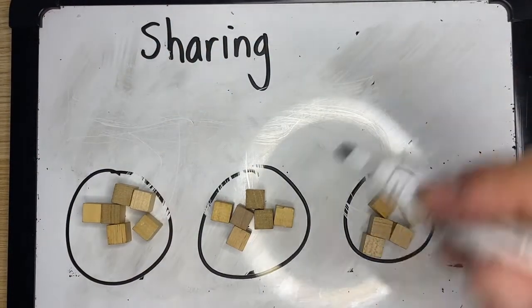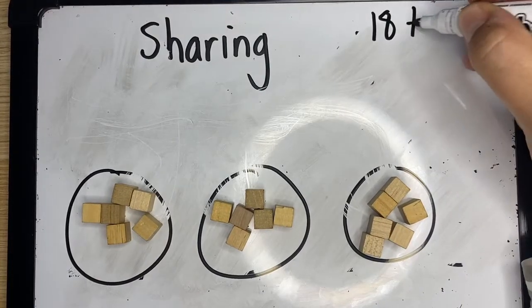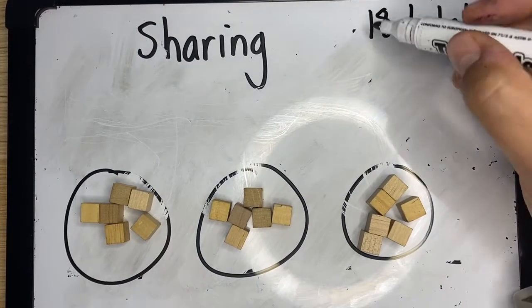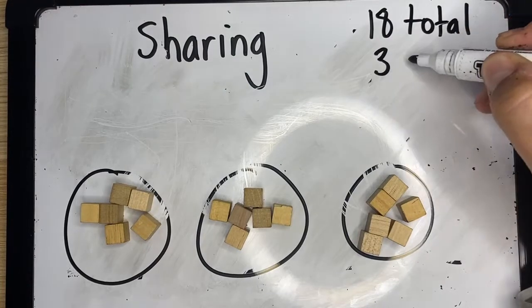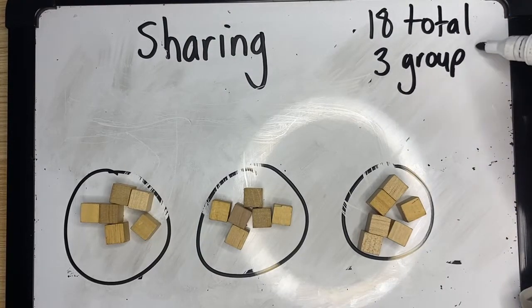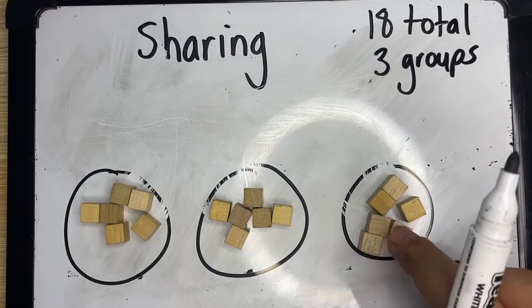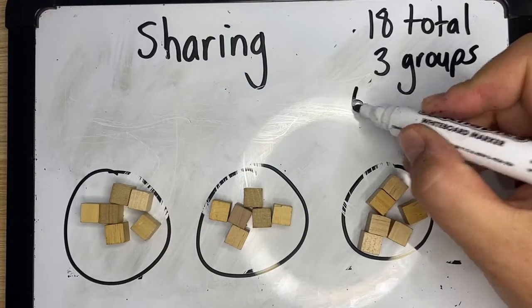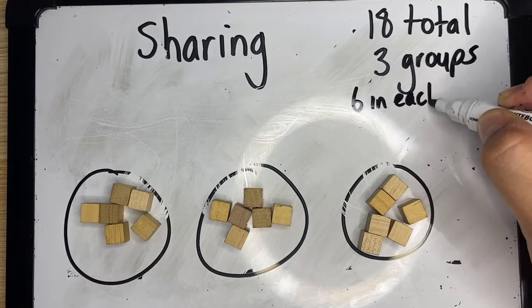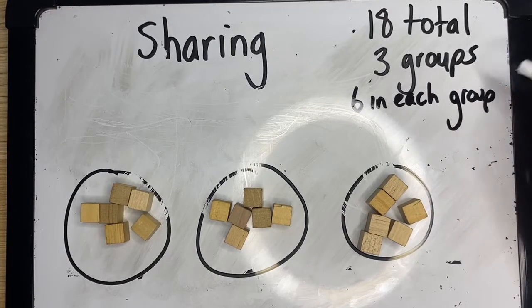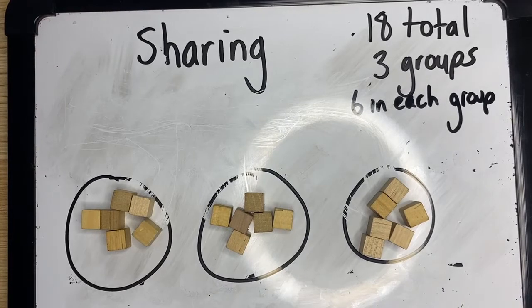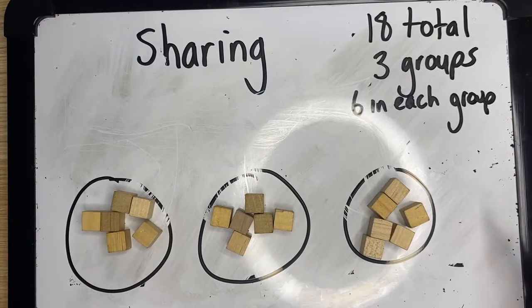Okay, so we had 18 in total. We had 3 groups. How many in each group? 1, 2, 3, 4, 5, 6. Perhaps you can pause the video now and write down the division sentence for this. All right, are you ready to find out what the division sentence is? You might want to say it out loud as well.